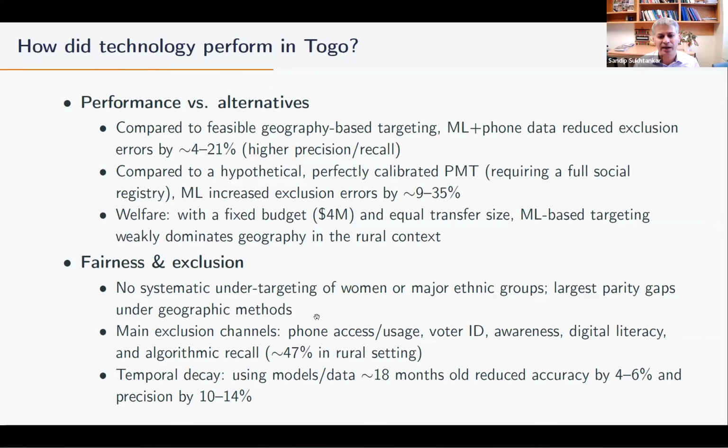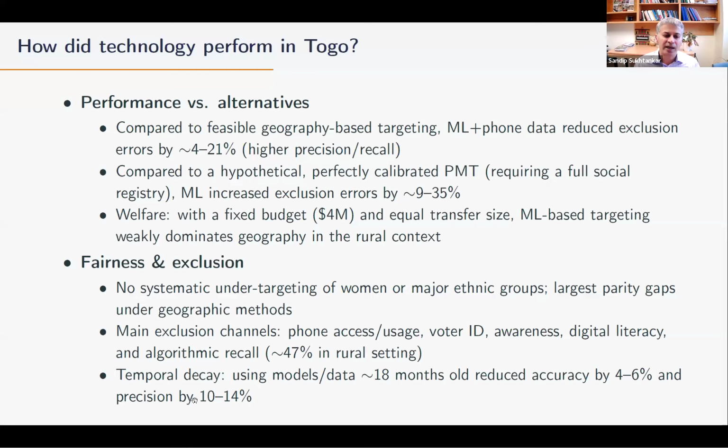The other nice thing is that the systematic sort of under targeting of groups did not exist, right? Which might happen under some types of geographic methods. And of course, though, you needed to have a cell phone. So that was the main sort of channel of exclusion. They use this voter ID base. So that can be an issue as well.